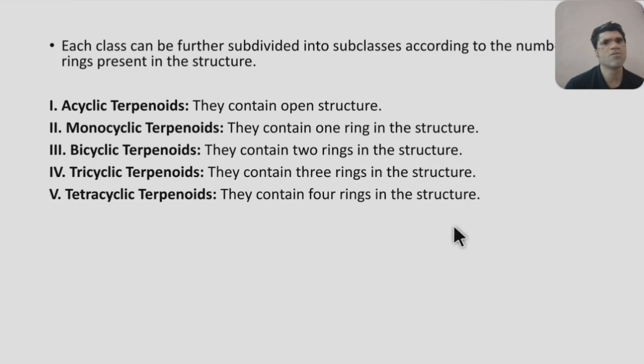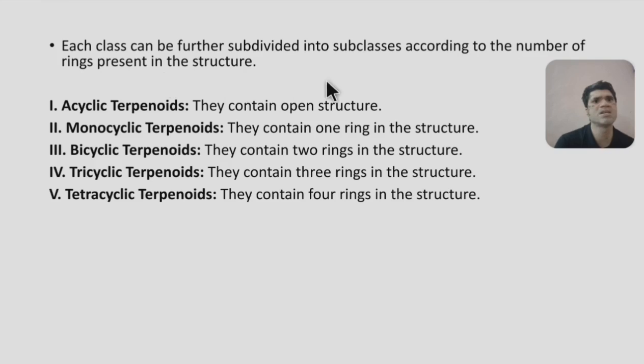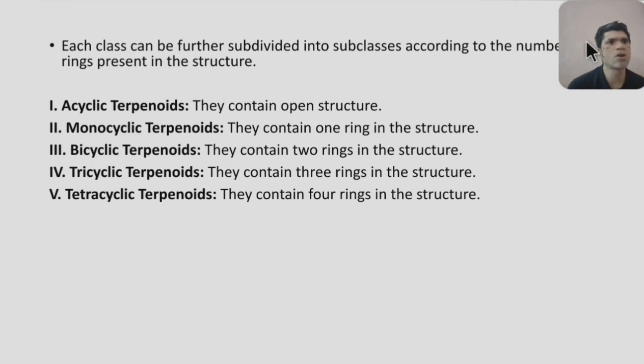Further, each of these can be subdivided into subclasses according to the number of rings present in the structure. So monoterpenoid can be further classified as acyclic terpenoid. Acyclic terpenoid contains only an open structure, it does not contain any ring. Monocyclic terpenoid contains only one ring in the structure. Bicyclic terpenoid contains 2 rings. Tricyclic terpenoid contains 3 rings. Tetracyclic terpenoid contains 4 rings in the structure.